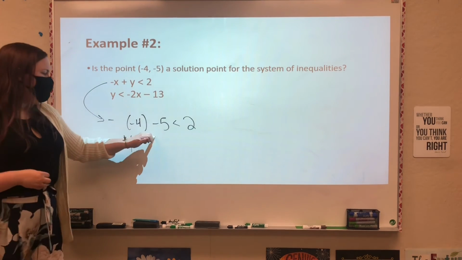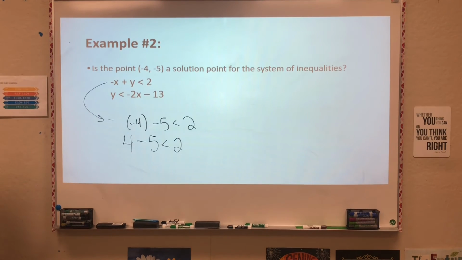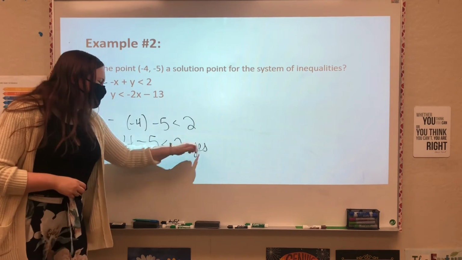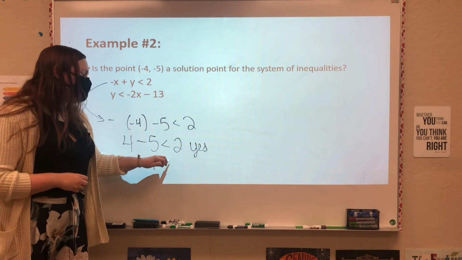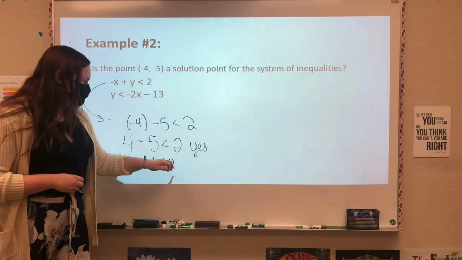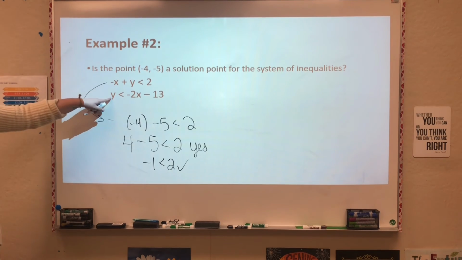So we've got 4 minus 5 is less than 2. Yes. Why is that true? Because 4 minus 5 would be -1. Nice. And -1 is smaller than 2. Yeah. Are we done? No. What do you want to do now? The second one. Okay. Second inequality.